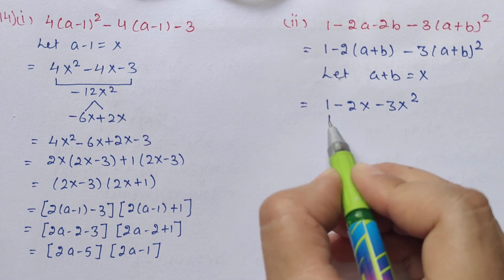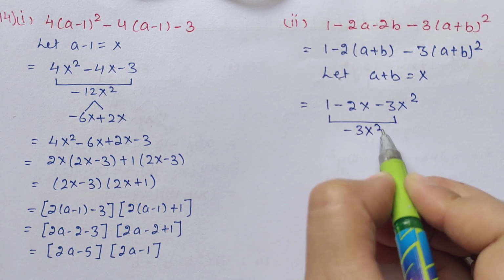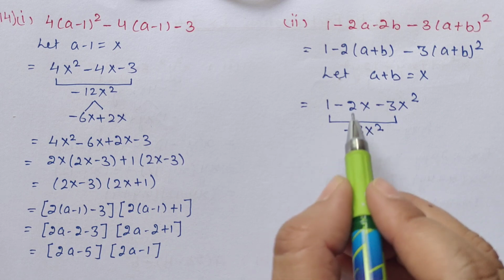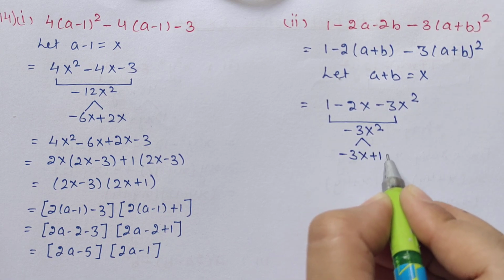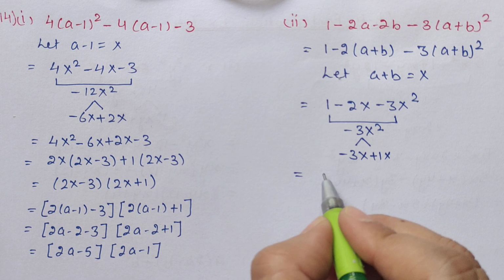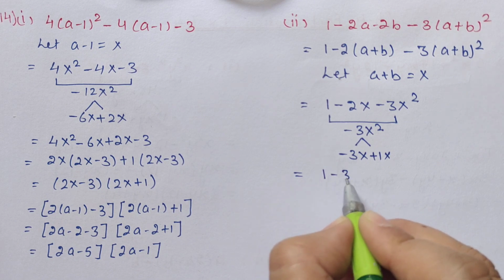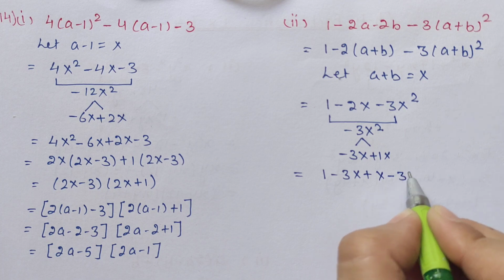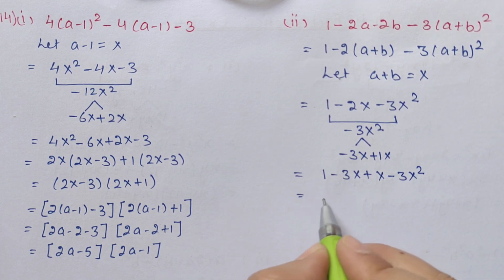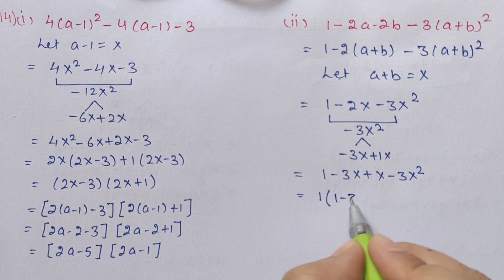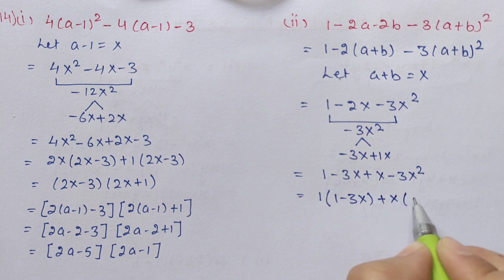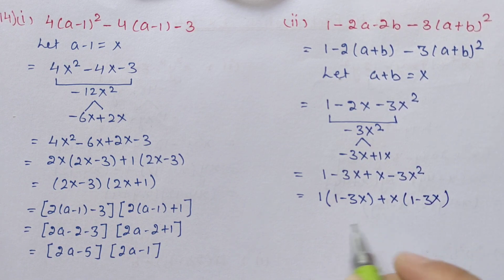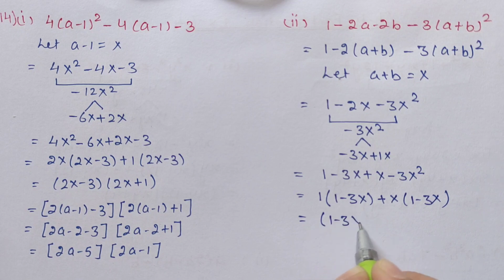Now we will do the factors. Multiply first and last: minus 3x square. Find the factors of 3 such that after subtraction, minus 2 should come. So minus 3 plus 1. Replace it with the middle term: 1 minus 3x plus 1x minus 3x square. Here nothing is common, so we write 1 minus 3x, and from the last two we take x as common, 1 minus 3x will be inside the bracket. So one bracket is 1 minus 3x, another one is 1 plus x.